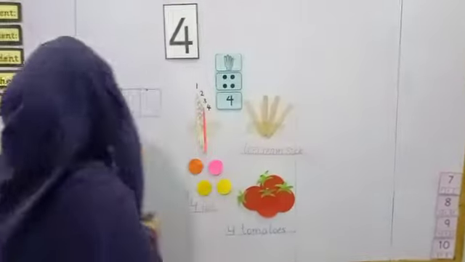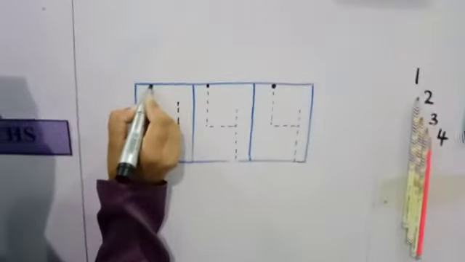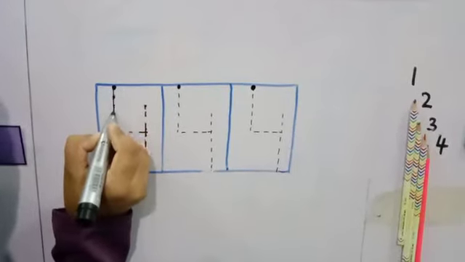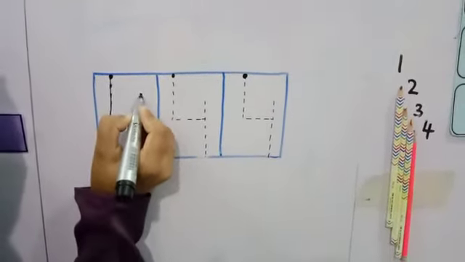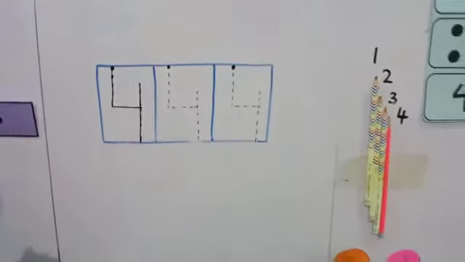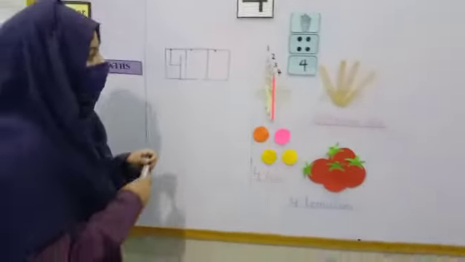Okay, let's look at the formation of number 4. How to write number 4? This is a starting point. Start from the point. Come down, down, down. Then go right. Let's make a straight line. This is number 4. Which number is this? Number 4.